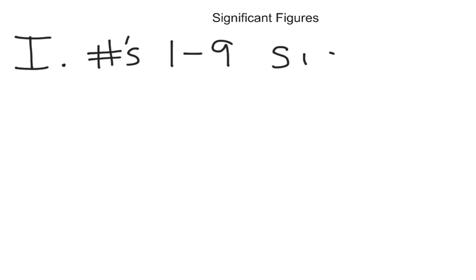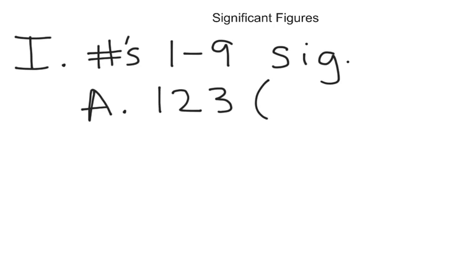Okay, significant figures. Let's start with knowing that the numbers 1 through 9 are significant, and zeros are sometimes significant. Now, starting with our rule that numbers 1 through 9 are significant, the number 123 has 3 significant figures.